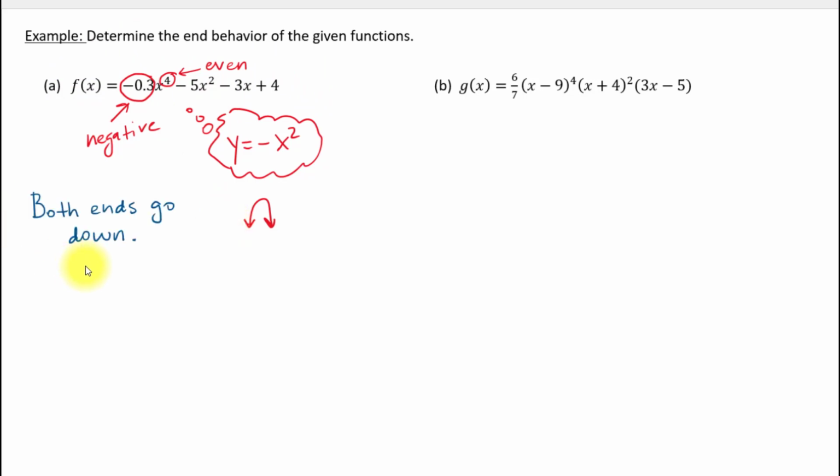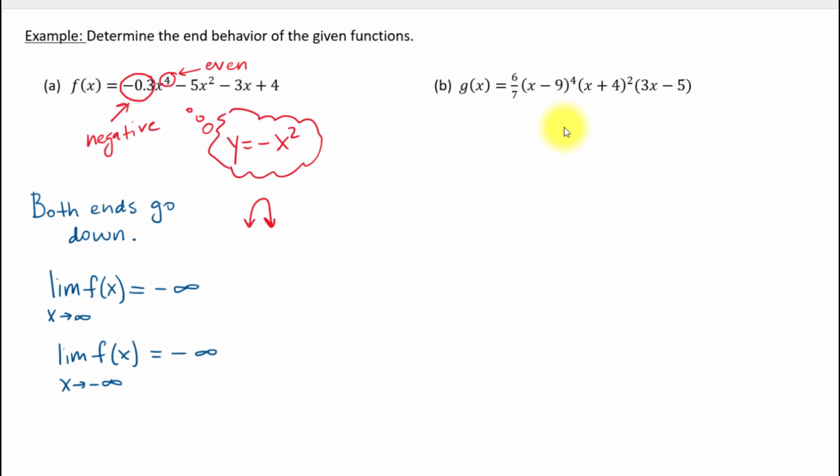Let's write this down using the limit notation. The limit of the function f of x as x approaches positive infinity, it means that we're talking about the right end, equals negative infinity, which means that the right end goes down, the values approach negative infinity. And the limit of that same function f of x as x approaches negative infinity, which means that we're talking about the left end, is also negative infinity. Both ends go down.